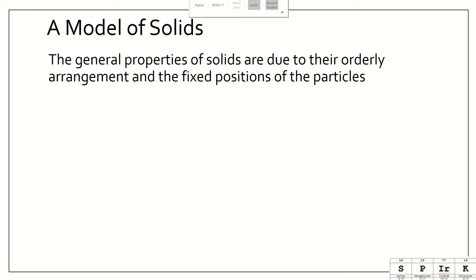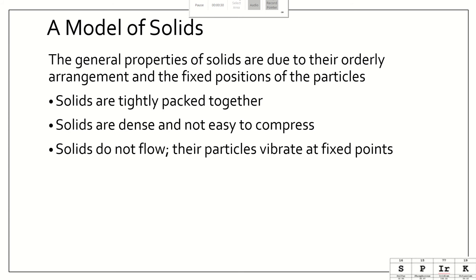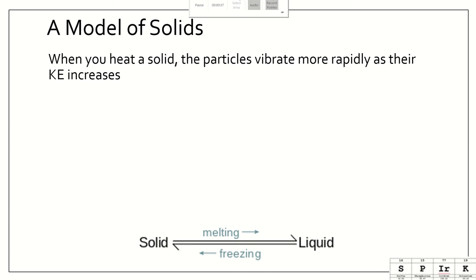So with solids, the general properties of solids are due to their orderly arrangement and their fixed positions of their particles. Remember that solids are tightly packed together. Solids are dense. They are not easy to compress. They do not flow, and their particles vibrate at their fixed points. So they're not sliding around, they're just vibrating in place.